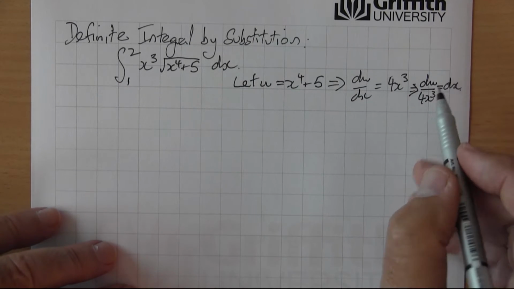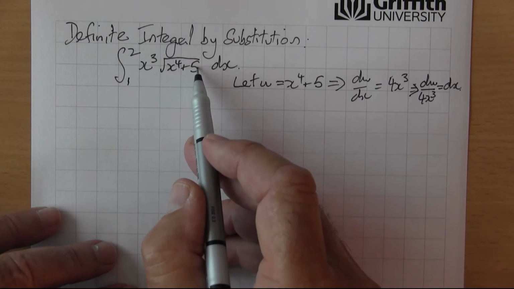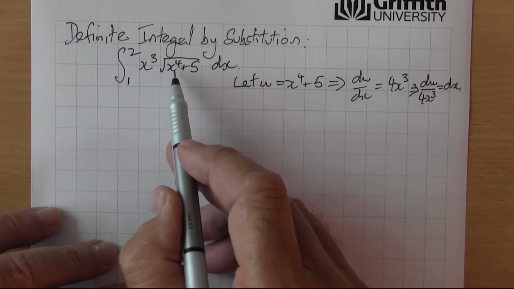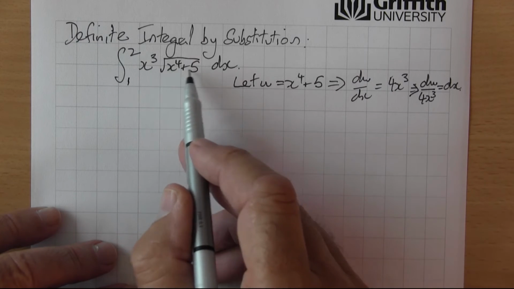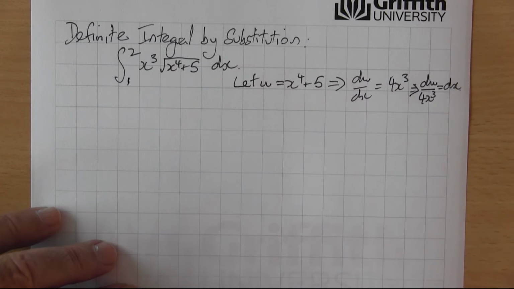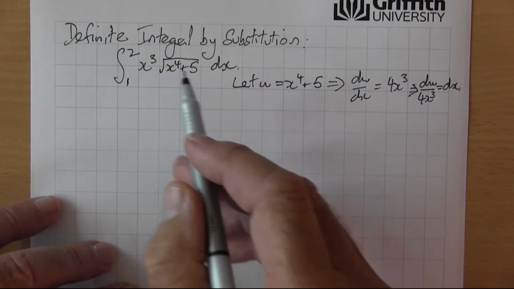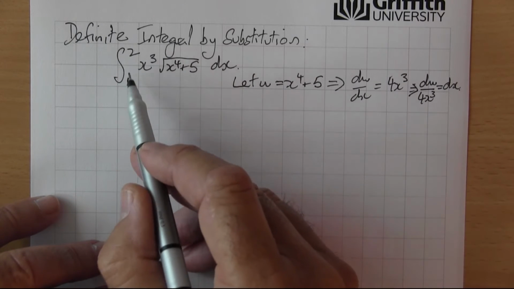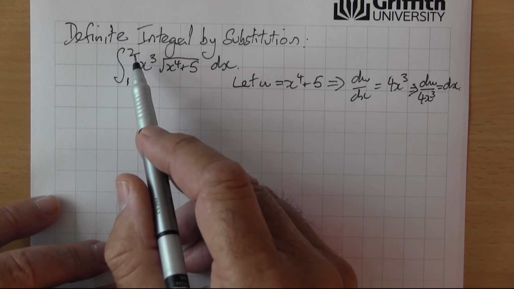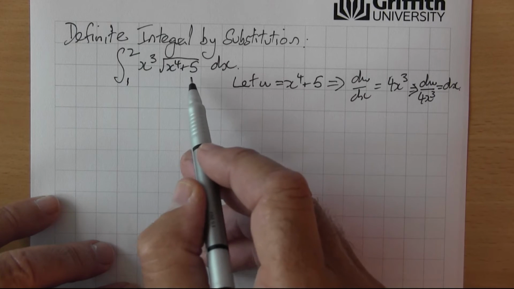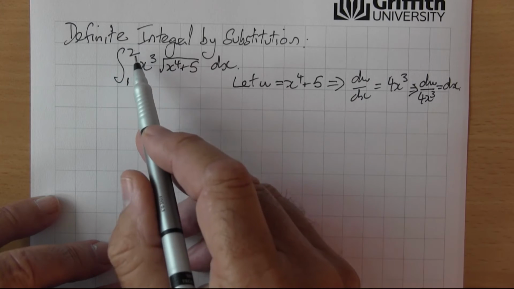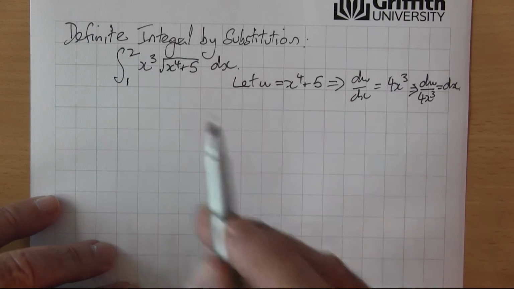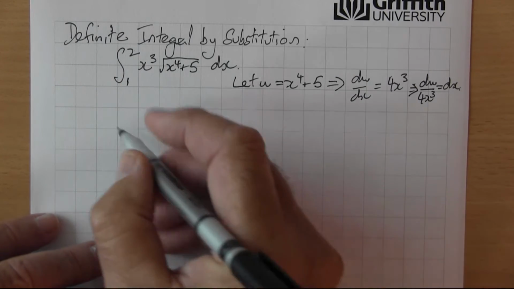Okay, so we can substitute for x to the 4 plus 5. We're not going to substitute for that. We're hoping that'll cancel out. X to the 4 plus 5, and we can do a substitution for dx. But because we've got a definite integral between 1 and 2, these are actually x values, and we're hoping we're going to do an integral with respect to u.